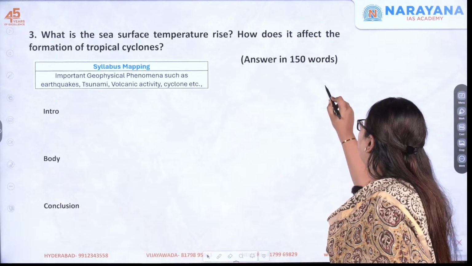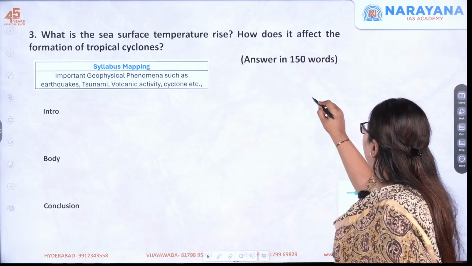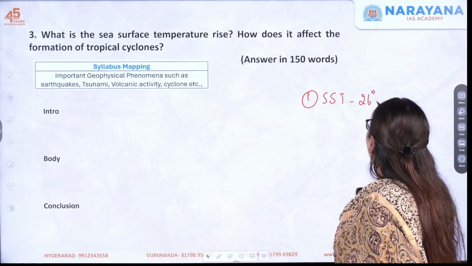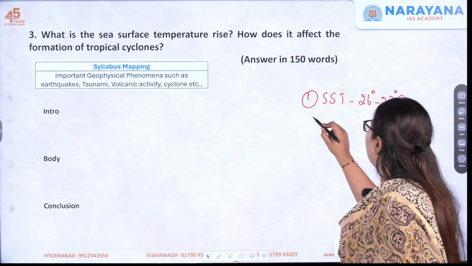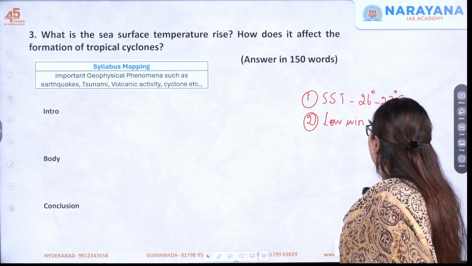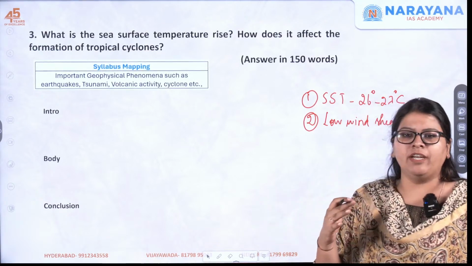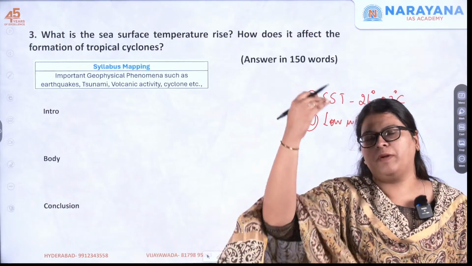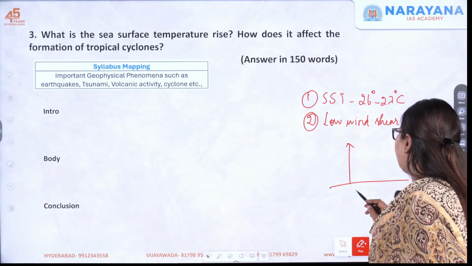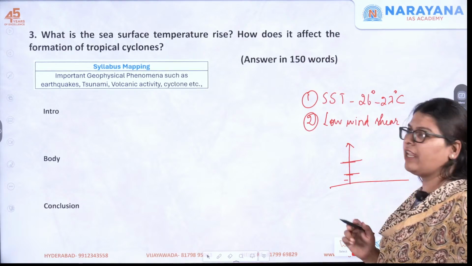First, it must have a sea surface temperature of around 26 to 27 degrees Celsius. Also, it must have low wind shear. So what do you mean by low wind shear? That is, the speed of the wind varies with respect to altitude. If this is the wind that rises up from the surface, the speed here is different and the direction also can be different.